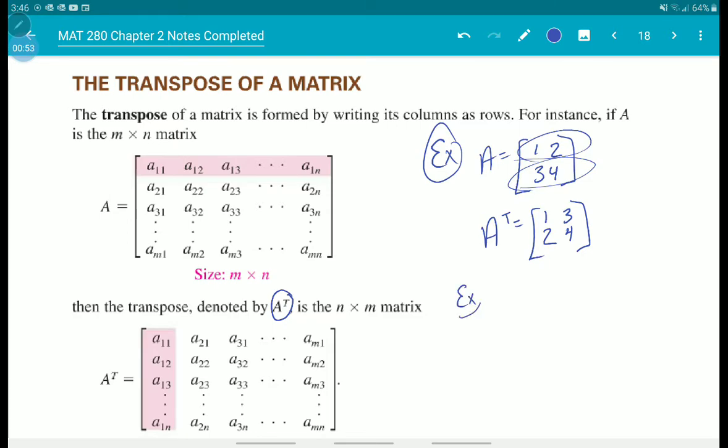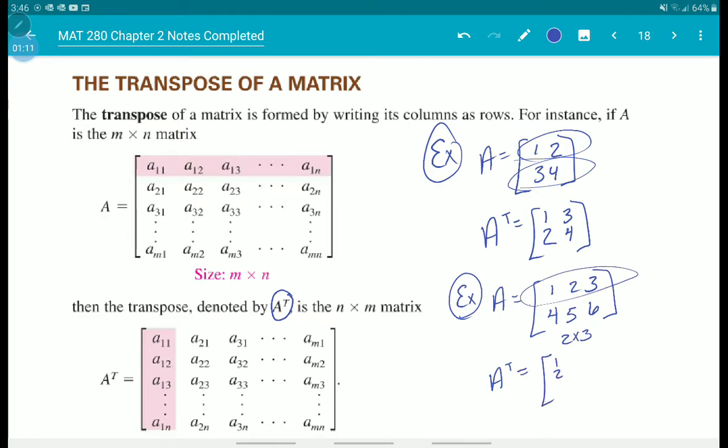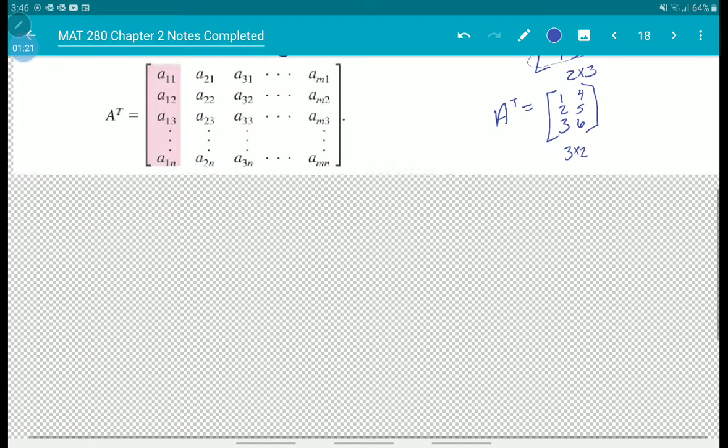If we had something, let's say the dimensions were a little bit more interesting, maybe we had a 2 by 3. Then the transpose will be a 3 by 2. It's going to take that first row and turn it into the first column. Second row becomes the second column. So there's our 3 by 2 matrix. So it just inverts the rows and columns.